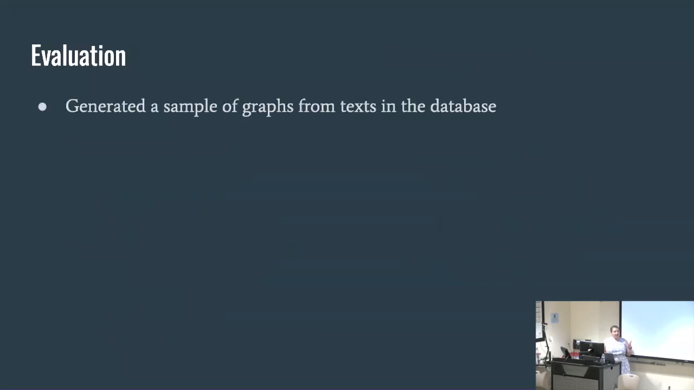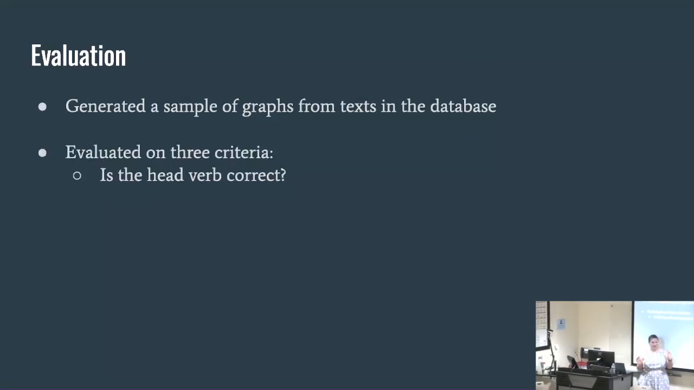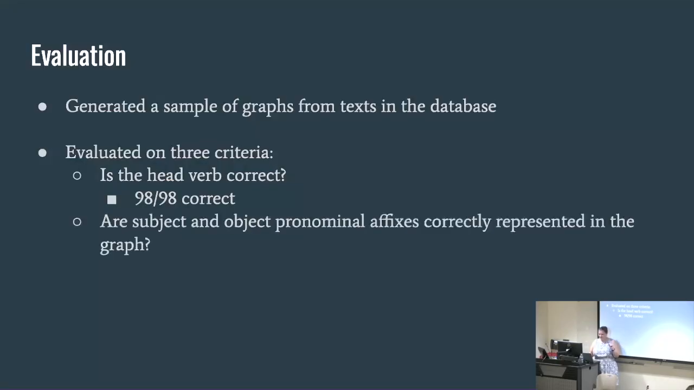So we did an evaluation of a sample of graphs, partial graphs that we generated from our texts. We looked at 3 different criteria. We selected 100 sentences. 2 of them were bad for reasons I don't remember, so the evaluation is over 98 sentences. 100% of the time in this sample, we got the right head verb. I don't think we restricted the sentences in terms of structure or length. We did find we don't deal well with complex sentences yet.